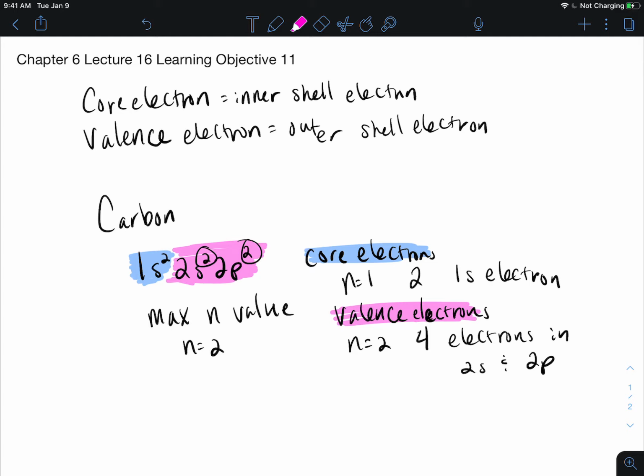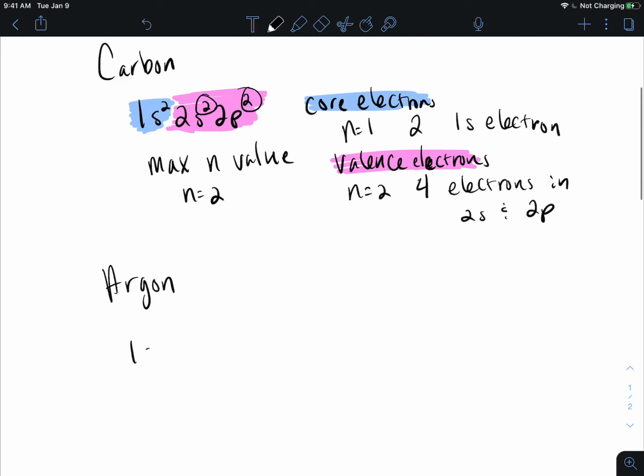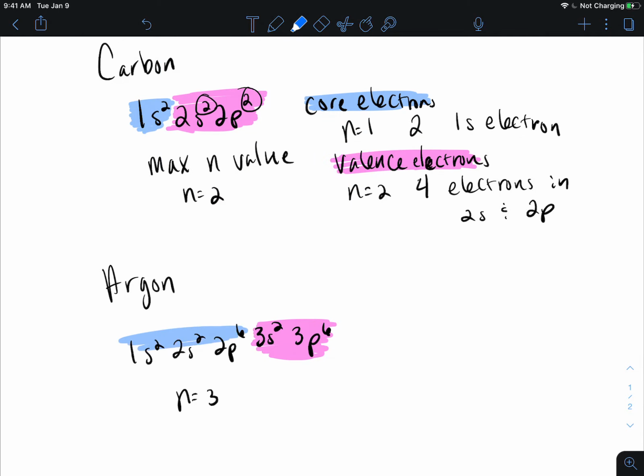So this is really easy for any main group element, so anything that's in our s block, anything that's in our p block. It's really easy to determine what our core and valence electrons are. Try again. We have argon. Argon has electron configuration 1s2, 2s2, 2p6, 3s2, 3p6. Our max n value is n equals 3. So our valence electrons are these 8 electrons right here. Our core electrons are these 10 right here. Very simple.